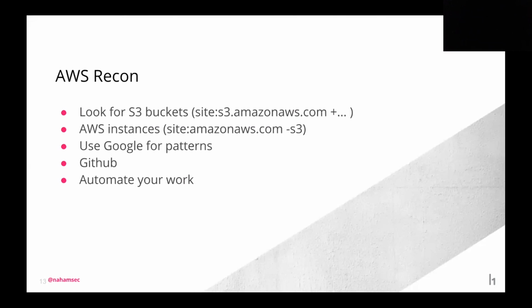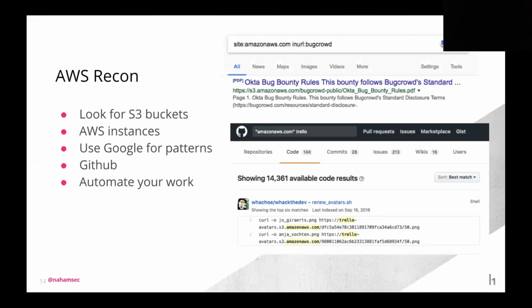You can go on GitHub, which we'll talk about in a little bit, and you can also automate your work. So what I mean by automating your work: you want to find the most bugs in a smaller amount of time. When it's a new program that a lot of hackers are looking for, you want to speed up your process.